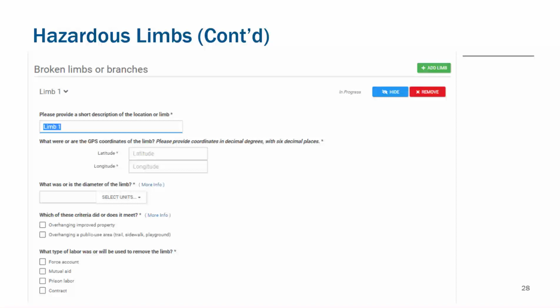Is it hanging over improved property? Is it hanging over a public use area, a trail, sidewalk, or playground? It can't be a hazardous limb that's way back in the park, that's not hanging over a hiking trail. That would not be considered hazardous. And then how did you remove that limb?